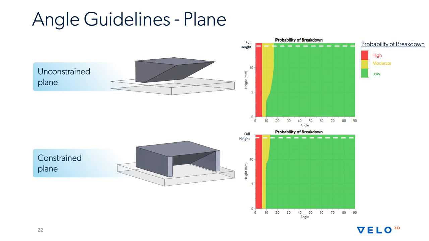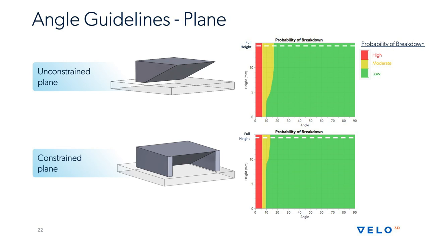And then a constrained plane. For reference, let's assume that this is about a 1-inch span between these two vertical walls, and so it's fairly well constrained. And what you'll see on the plots is the area that we'll call moderate probability of breakdown, where you run some significant risk, has more of a restriction on the unconstrained plane.